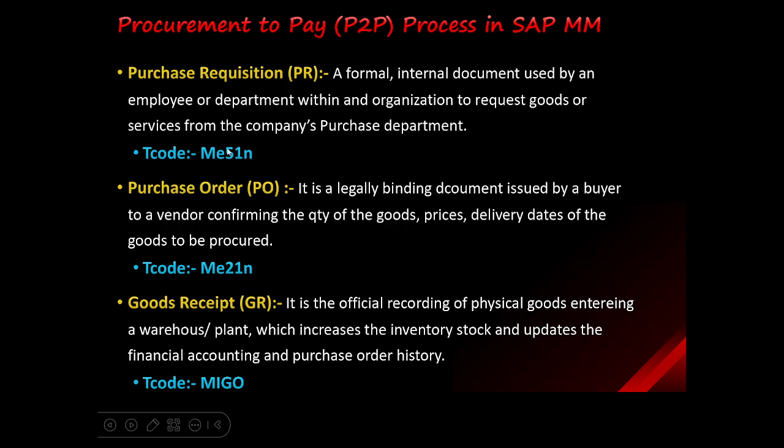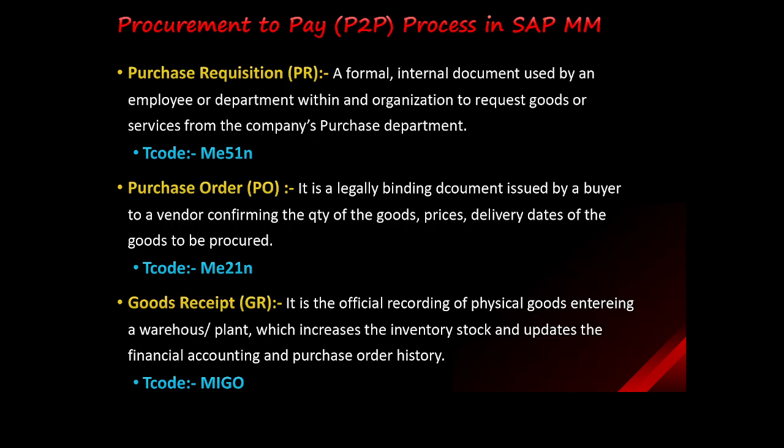Then we have PO. As already said, we will raise the purchase requisition for, let's say, gloves. Then that PR will be converted to PO by the purchasing department, or if there is any other requirement from the purchasing side, then they will create a purchase order. So a purchase order is a legally binding document issued by a buyer to a vendor, confirming that the quantity of the goods, prices, and delivery dates of the goods to be procured are met.